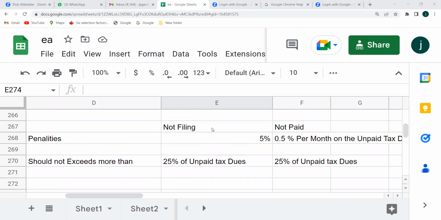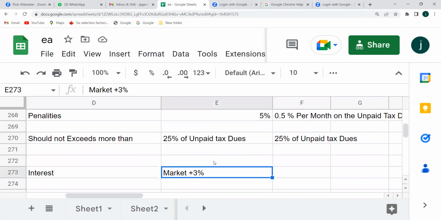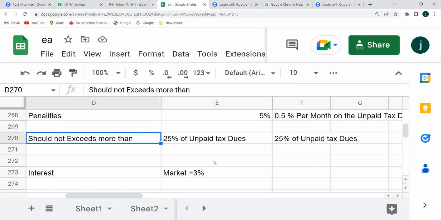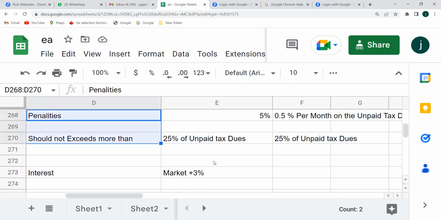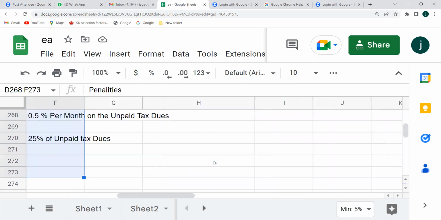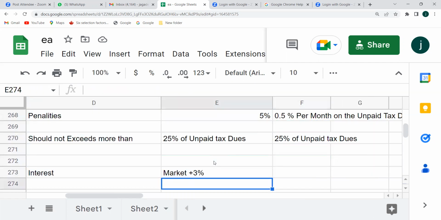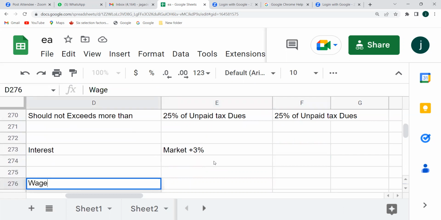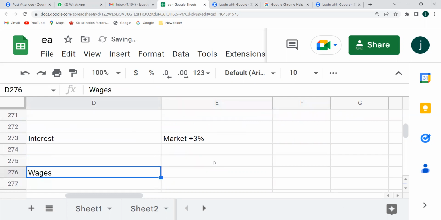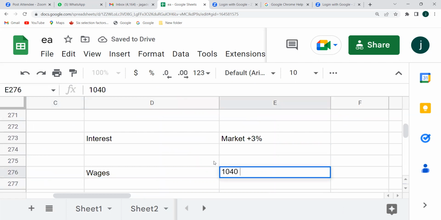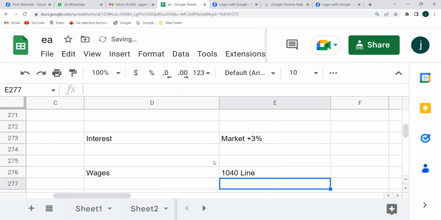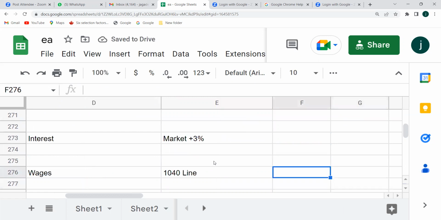So these are penalties: 5% for not filing and 0.5% for not paying, and it should not exceed 25%. And interest will be market rate plus 3%. There are some additional points. We will discuss penalties and interest tomorrow. With this, we have completed the basics of US income taxes. Tomorrow we'll go straight to wages, the income part. It is Form 1040 line number 1, which is very important from the exam aspect also. So wages we will cover tomorrow.